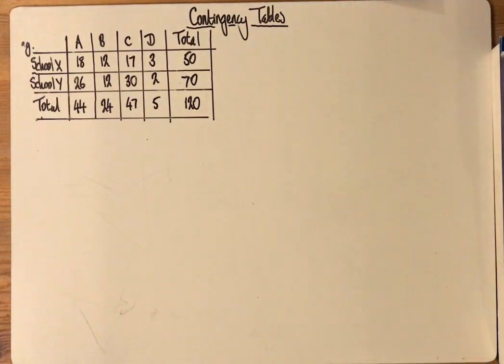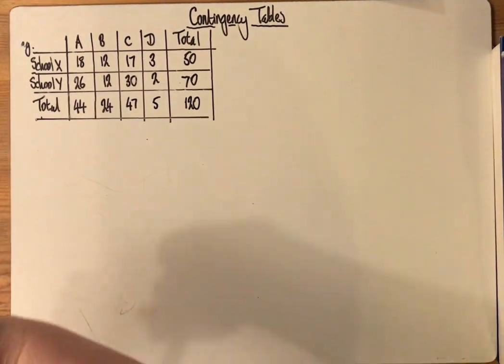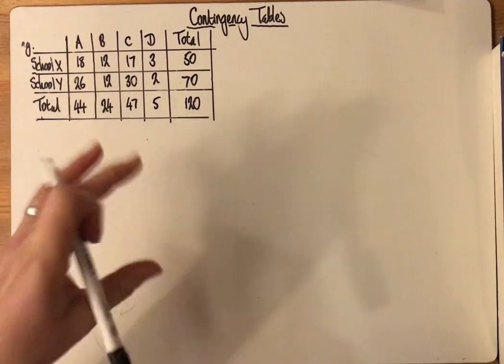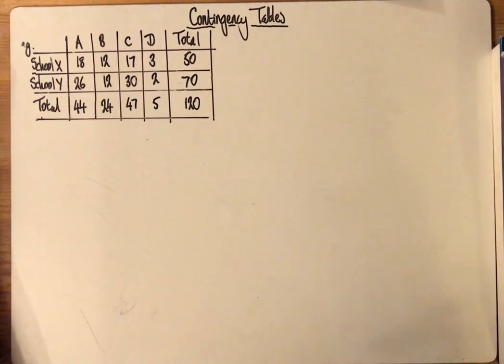Okay, this is the last of our hypothesis testing, I think, for first year further. In fact, I think this is the end of statistics, although I do need to check my scheme of work. So contingency tables, you'll probably have to pause the video a bit to copy stuff down because I've pre-prepared some of it. So contingency tables, we're basically looking at two-way tables.